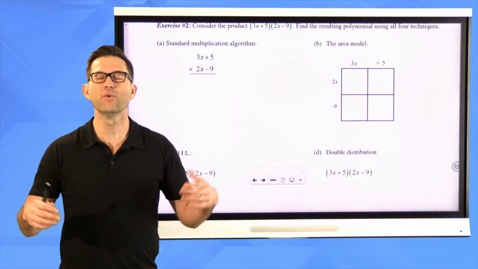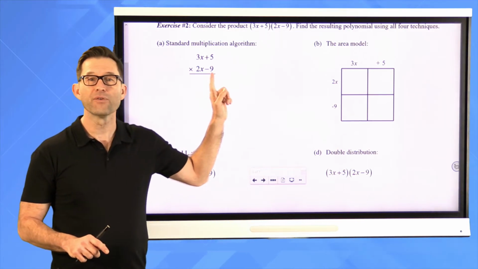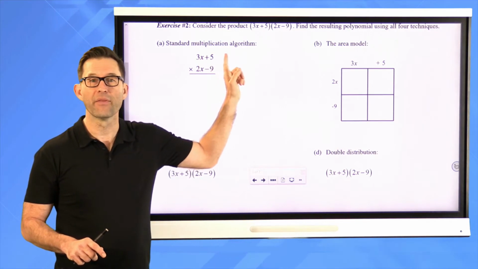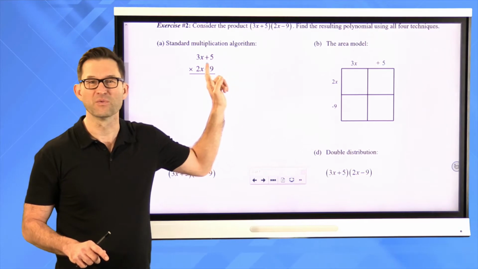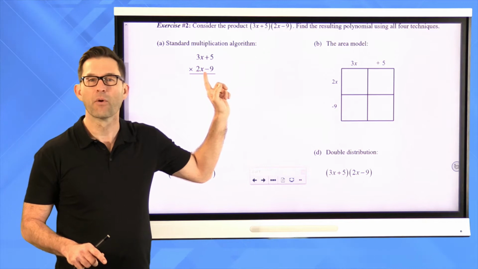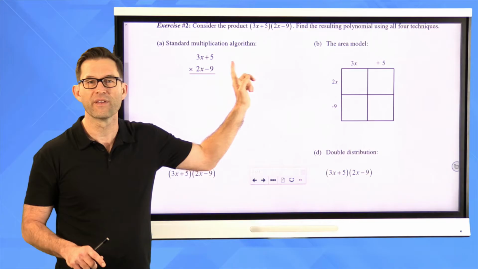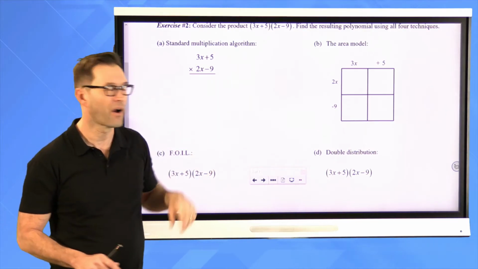All right, let's first do the standard multiplication algorithm. Now remember, for doing that, we're going to first take this -9 and multiply it by 3x + 5, just like we would if this was, let's say, 35 times 29, and yes, I know that's a negative there. We're first going to multiply all this by -9, then we're going to put a 0 down and then multiply everything by 2x as well. All right, so here we go.